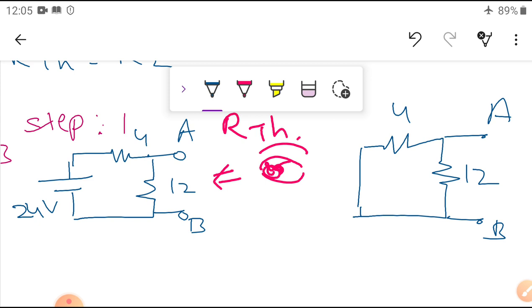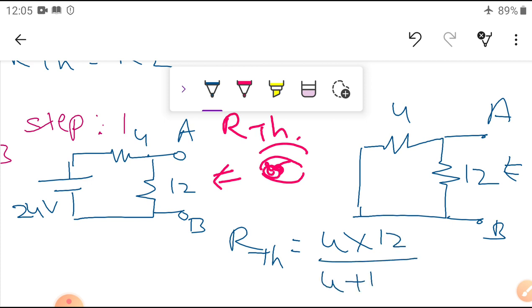Now R equivalent is equal to R Thevenin's equivalent: 4 into 12 divided by 4 plus 12. What is the value? That is 48 by 16. So we are going to get 48 divided by 16. This is the R Thevenin's value.